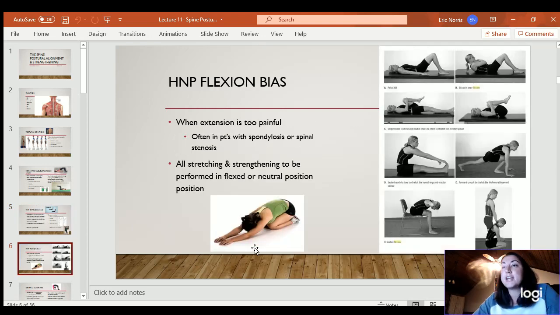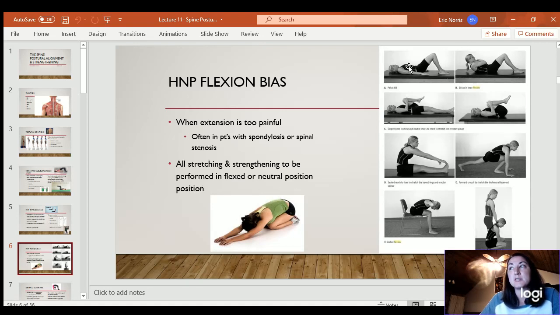All right, so with a flexion bias, this essentially means that it is too painful for them to do the extension. Sometimes they can't even hardly get in a neutral position. Just to stand or lay with their back straight is so painful that you could never get them to prop up on something or to push into extension. Spondylosis or spinal stenosis may cause this. If already there's a narrowing of the spinal column, then there may already be enough pressure that they're not able to stay in that position. So everything would be performed in either a flexed or more of a neutral position.